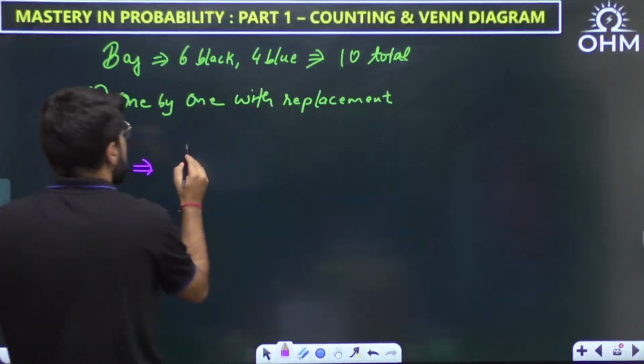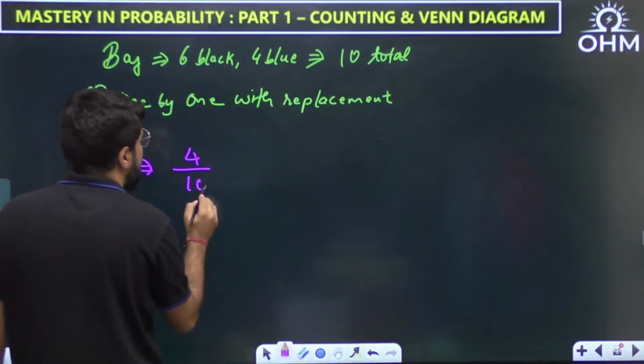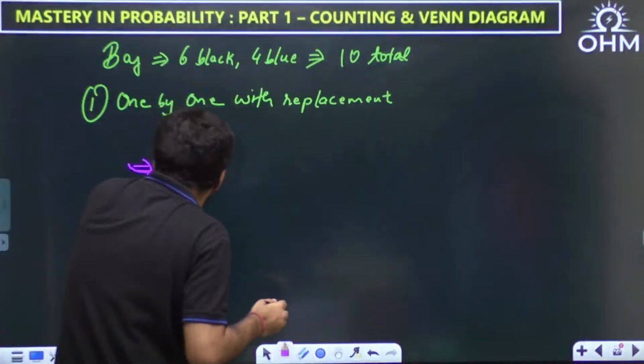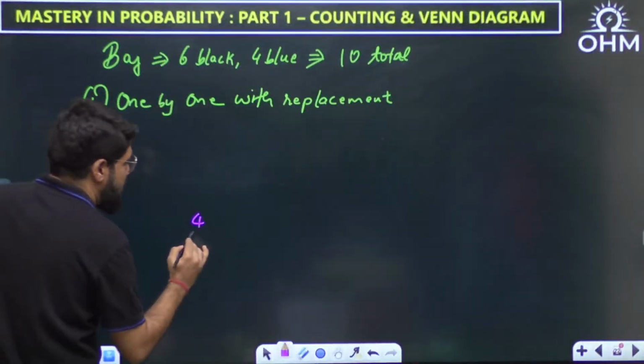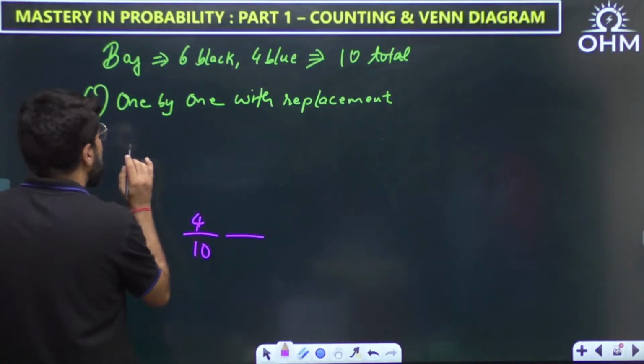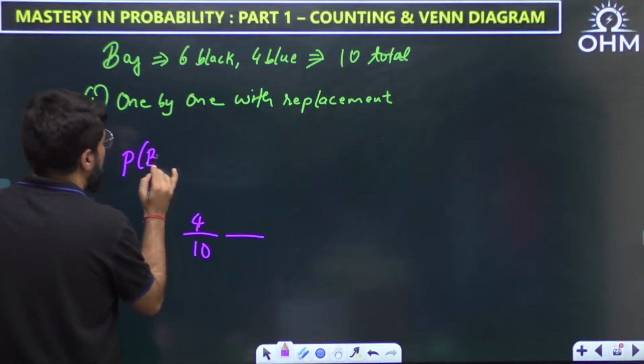So how many blue balls are there? 4. And how many total balls are there? 10. Okay. So see, let me split it for you, let me make it easy for you before I write down the answer. The first answer that I have written is 4 by 10 into something. So see, what I want is probability both blue.